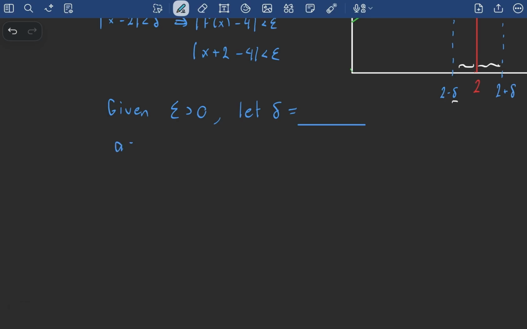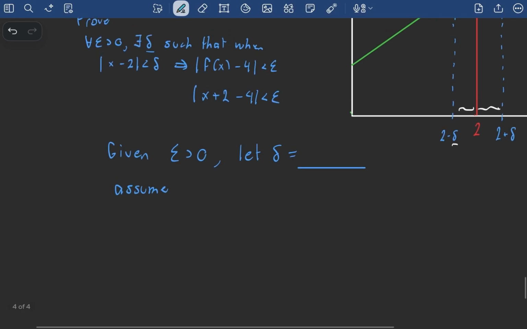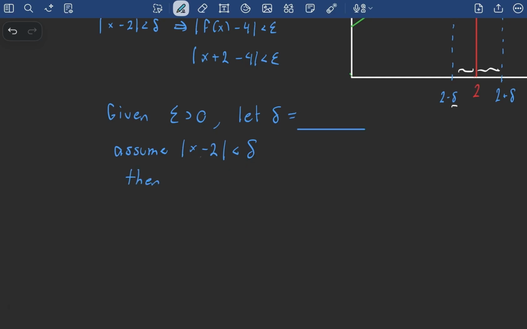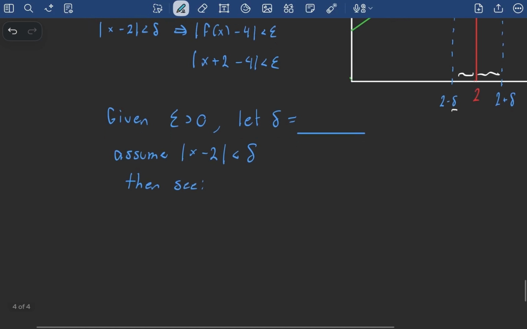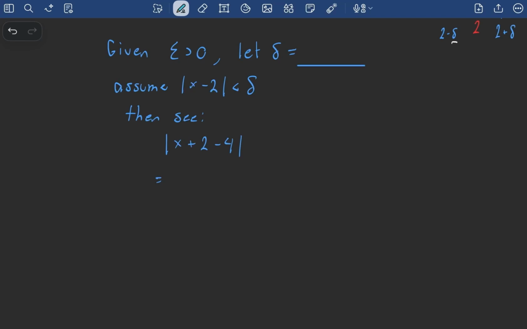Now, if we assume that x is close to 2, or x is close to A, or in this case, the absolute value of x minus 2 is less than delta, then we can consider our condition. We need the absolute value of x plus 2 minus 4. Let's do some rearranging of this. This is clearly equal to the absolute value of x minus 2.